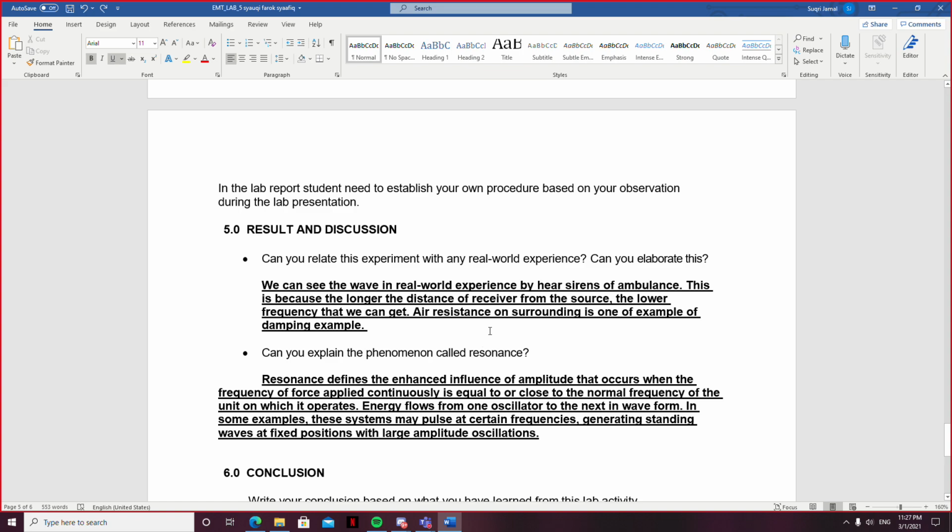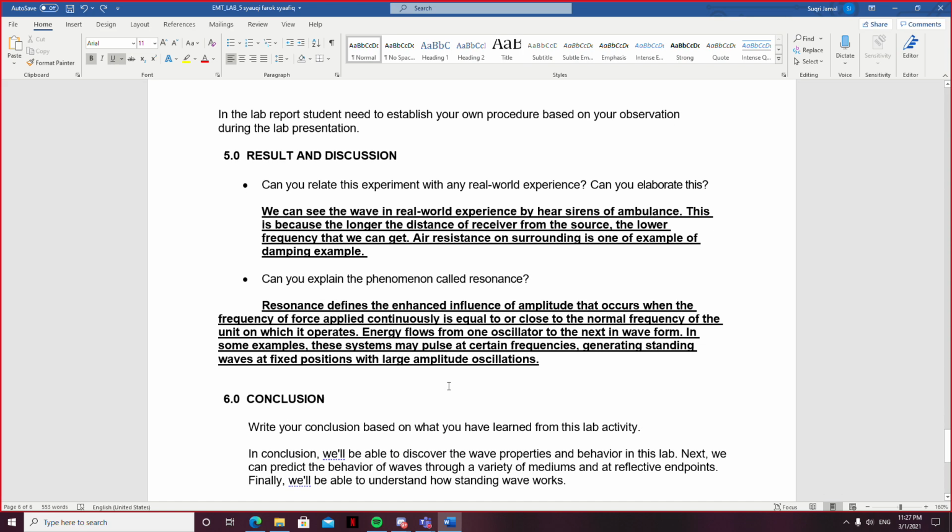Next I will explain a phenomenon called resonance. Resonance is defined as the enhanced influence of amplitude that occurs when the frequency of a force applied continuously is equal to or close to the natural frequency of the unit on which it operates. Energy flows from one oscillator to the next in a waveform. In some examples, the system may pulse at a certain frequency, generating a standing wave at a fixed position with large amplitude oscillation.